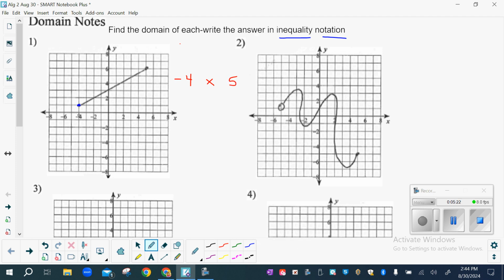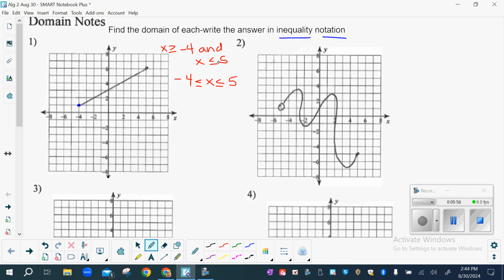So are we including the -4? Yes. So it is -4 is less than or equal to x. And then are we including the 5? Yes, so less than or equal to 5. So what this is saying is x is greater than or equal to -4 and x is less than or equal to 5. That's what that's saying there. They're just in between them. It's in between them. That's right. In between and including because of the underlines.